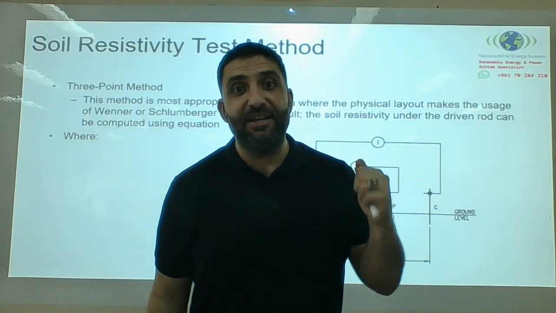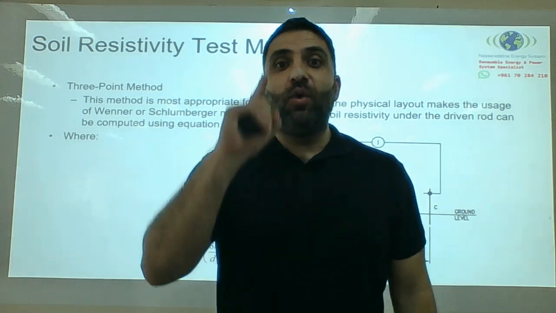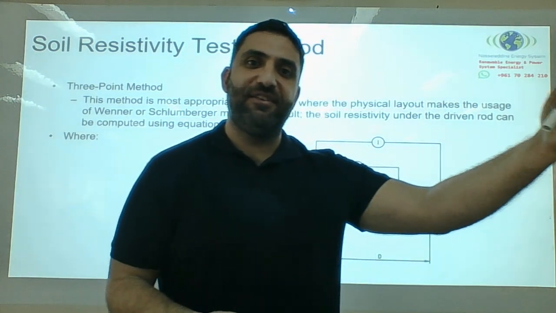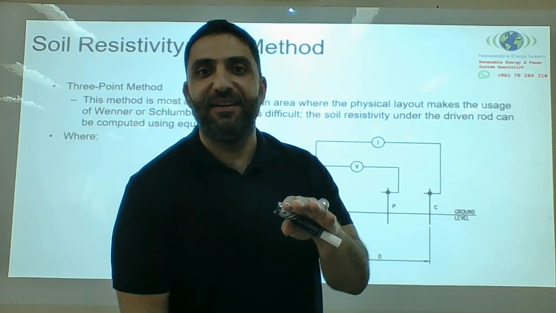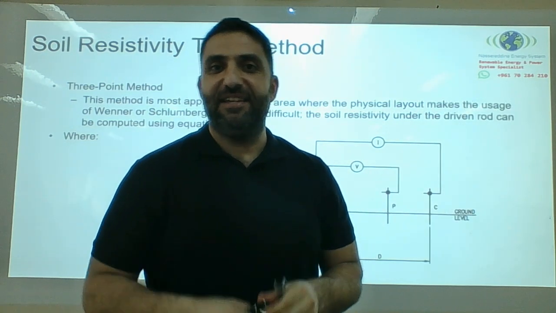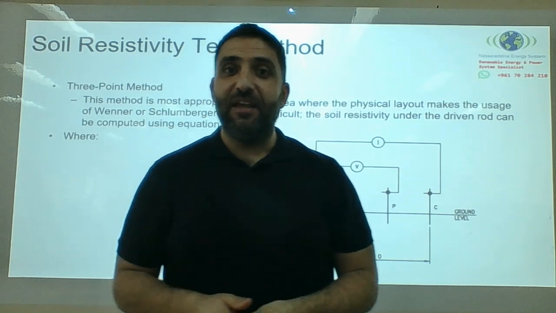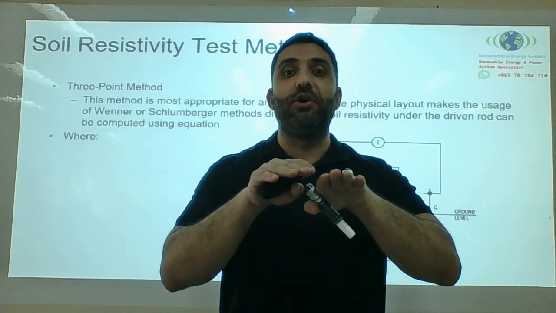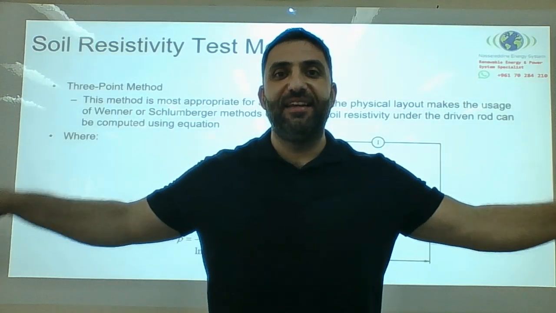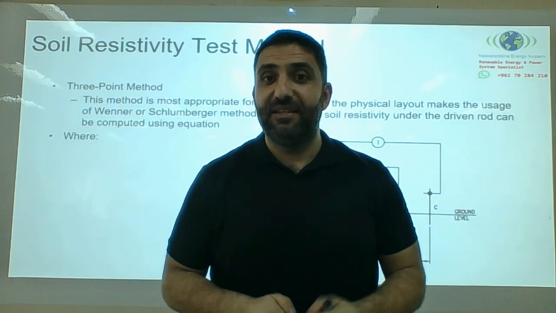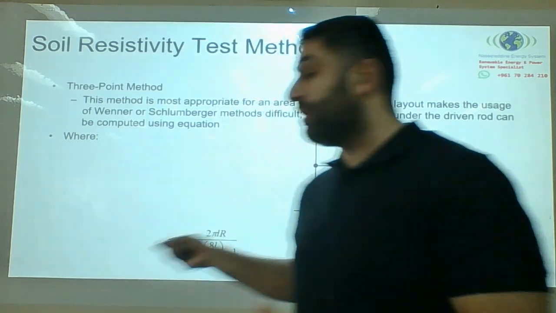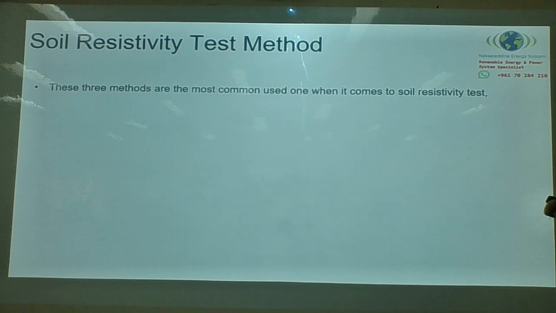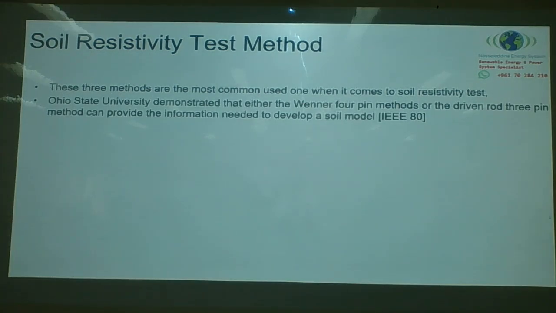This method is good in one thing. It will give you an indication of the bottom layer. Is it a solid layer, a rocky layer? If you have a very rocky or solid layer, maybe you choose to do your earth grid horizontal instead of vertical. This would give you an indication. However, it costs a lot of money. That's the 3-point method when it comes to soil testing.